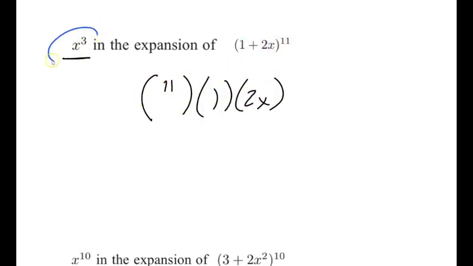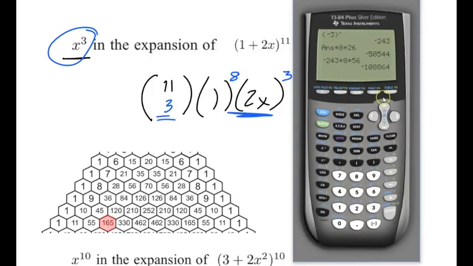Then now look what I want. I want x to the 3. Well, where's my x at? Right here. What power does it need? 3. And then now look how it falls. If that's a 3, this has to be a 3. If that's a 3, 3 plus what equals 11? 8. And that's it. We just gotta simplify this. 11 choose 3, I have no idea what that is. That's what we have calculators for.